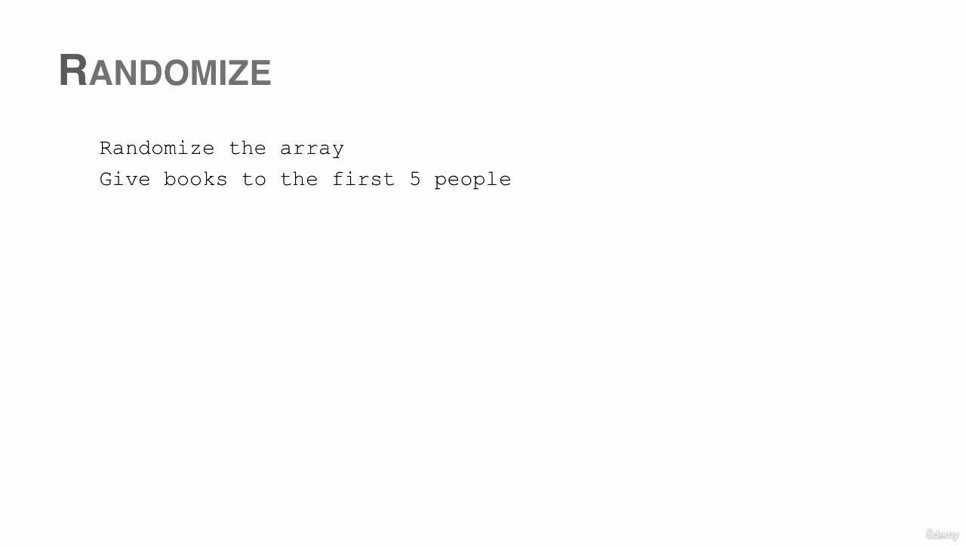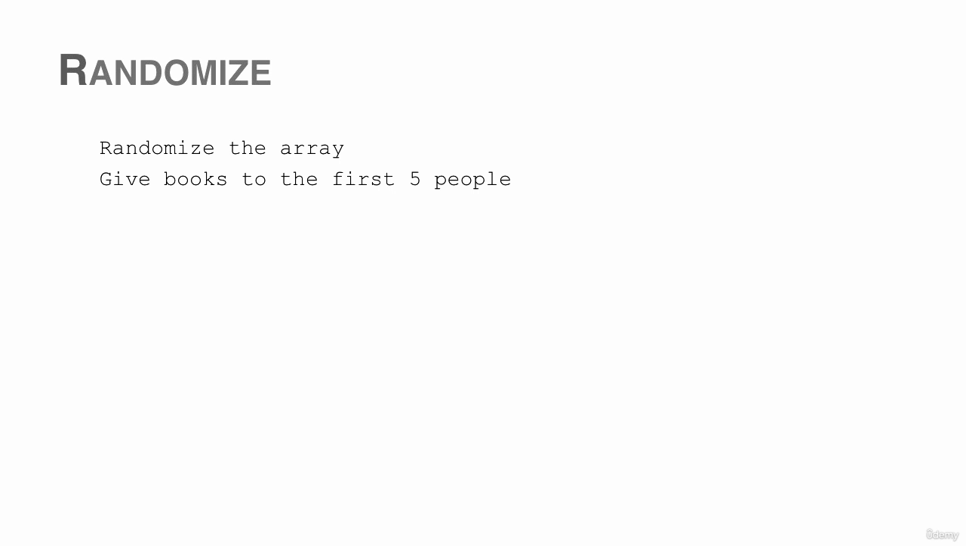Here's another algorithm that's a bit simpler. First, the algorithm randomizes the array. It then simply gives books to the first 5 people in the array. Because every name in the array has an equal chance to end up in every position, everyone has an equal chance of landing in the first 5 positions and winning a book. This algorithm works, but it might do a lot of unnecessary work.